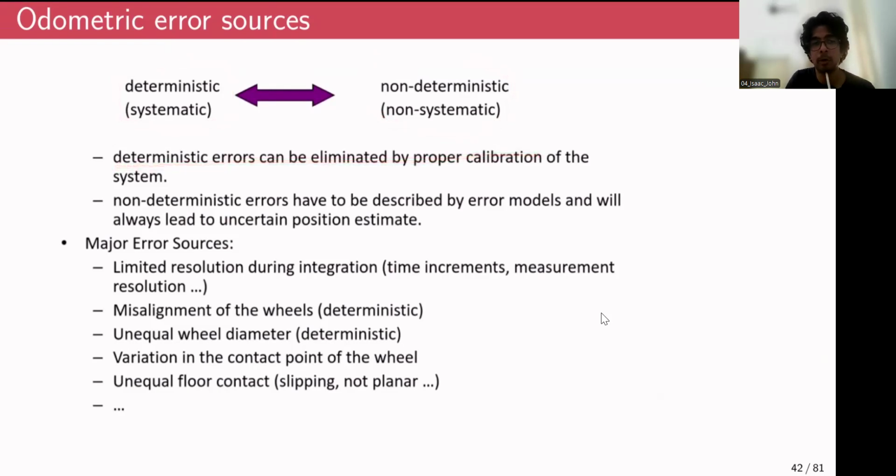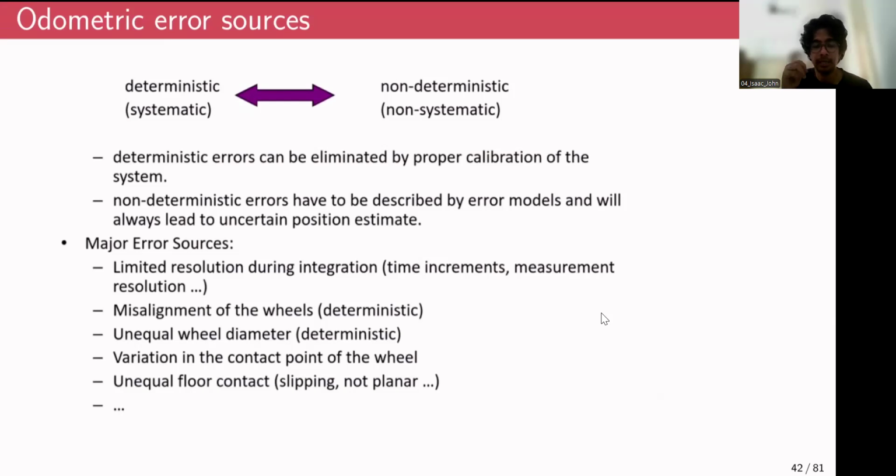In deterministic error sources, they can be completely eliminated by proper calibration of the system, or if you don't find elimination of these errors to be feasible, you can accommodate these errors into the model, and you can try and compensate for these errors using some control inputs. So whatever these errors are, they can be completely eliminated, or they can be accommodated into the model. Either way, it's actually possible.